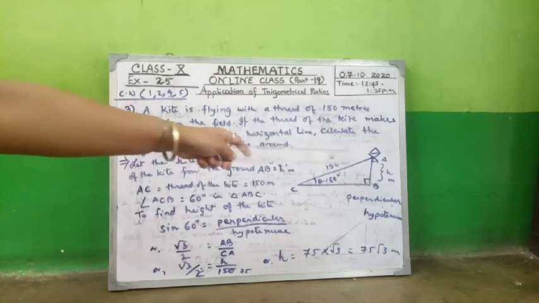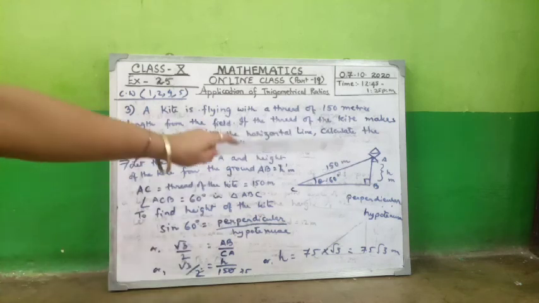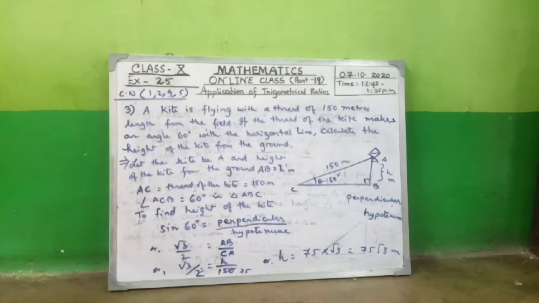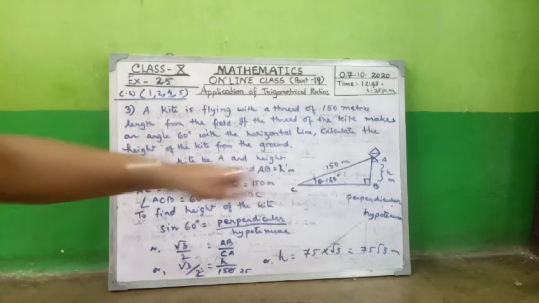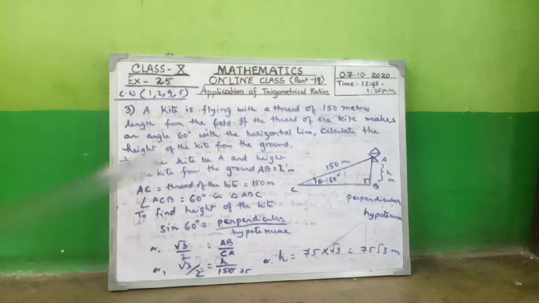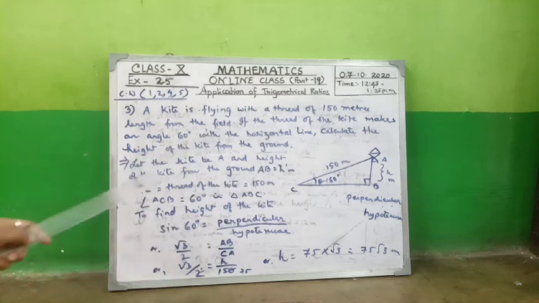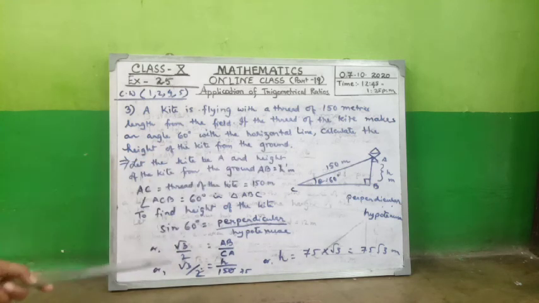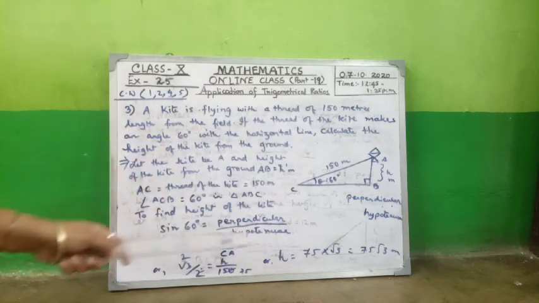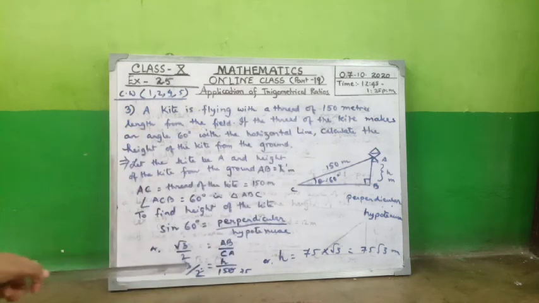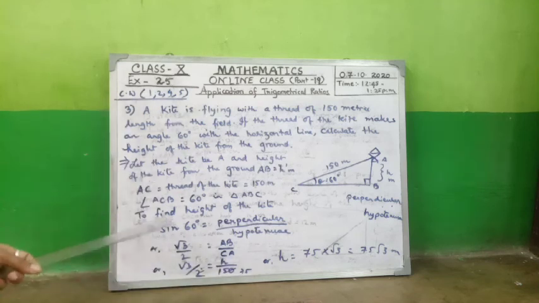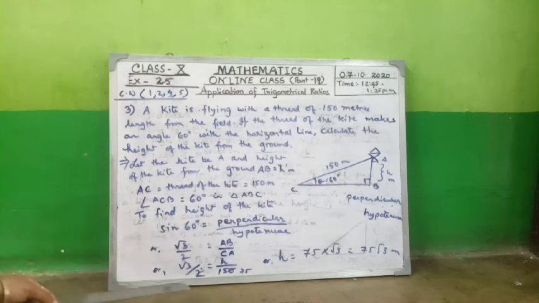Now you know the perpendicular and you know the hypotenuse. Now which ratio you have to apply? In which ratio do you have these two things, perpendicular and hypotenuse? Yes, in sine. Sine theta is equal to perpendicular by hypotenuse. So sine 60 degree is equal to AB by AC. AB represents the perpendicular and AC is the hypotenuse. Anywhere you write, no problem. So what is sine 60? Sine 60 is root 3 by 2, equal to h by 150.